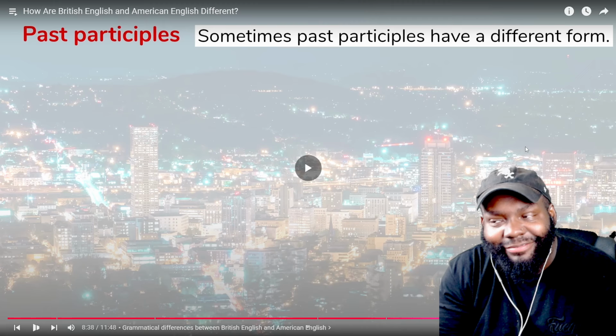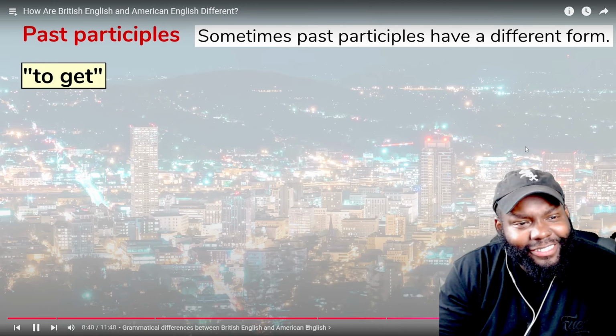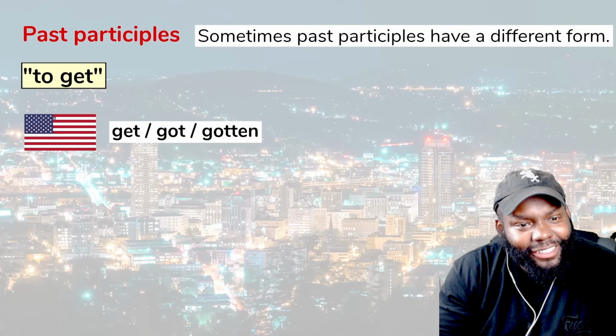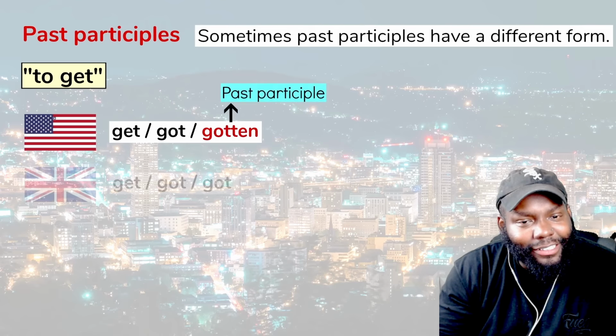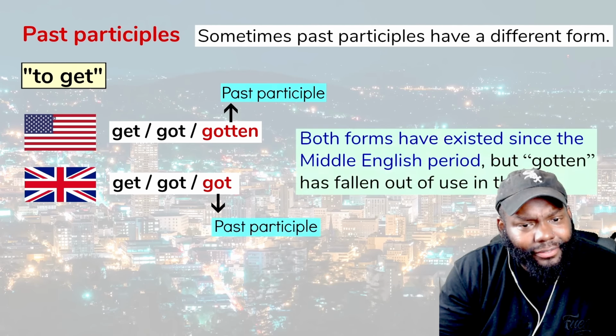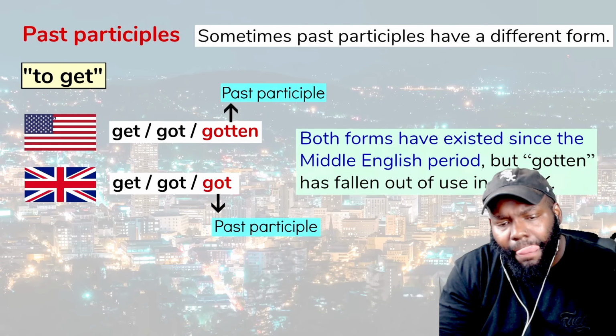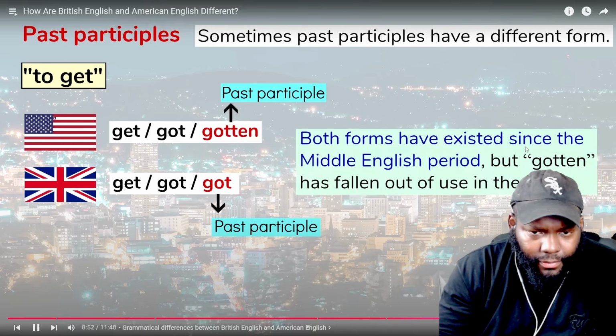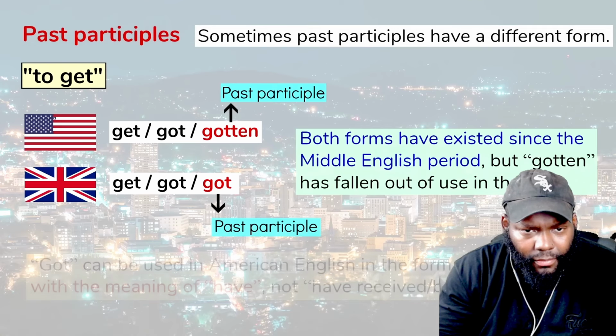Have a different form. The most well-known example is for the verb get. In the US, there's get, got, gotten. But in the UK, it's get, got. Both forms, got and gotten, have existed since the Middle English period. But gotten has fallen out of use in the UK.